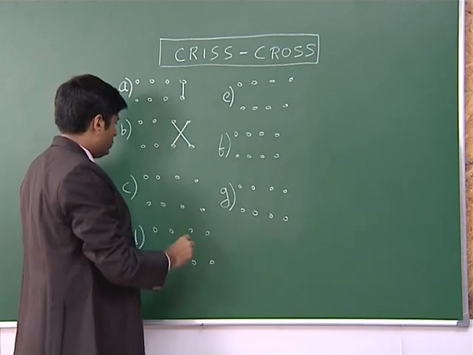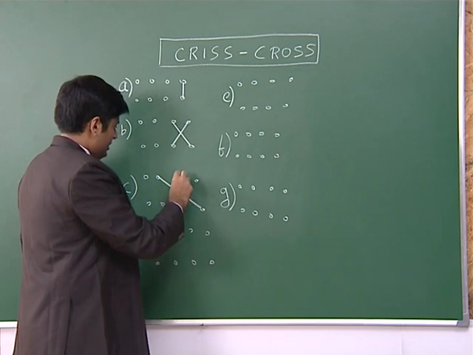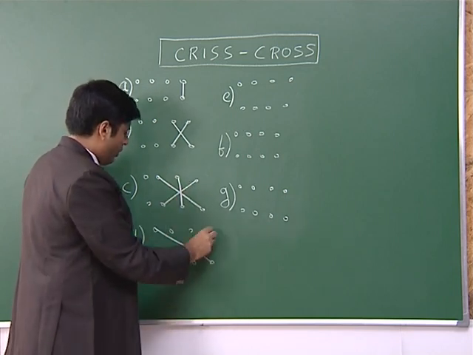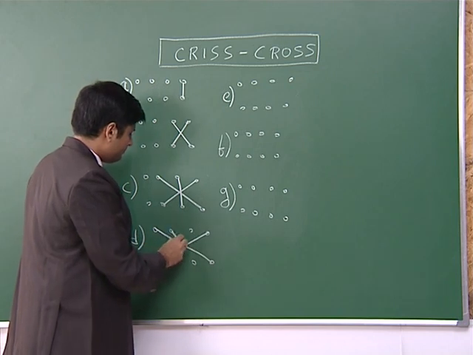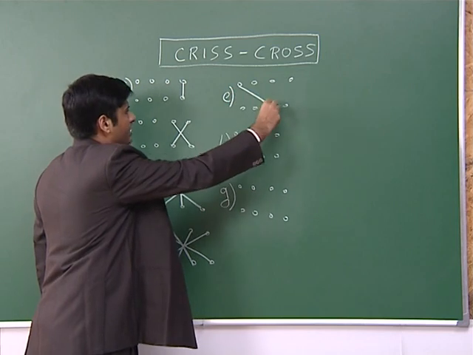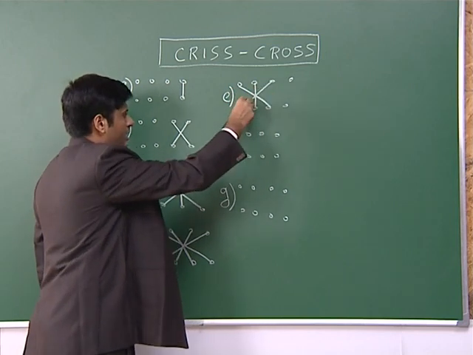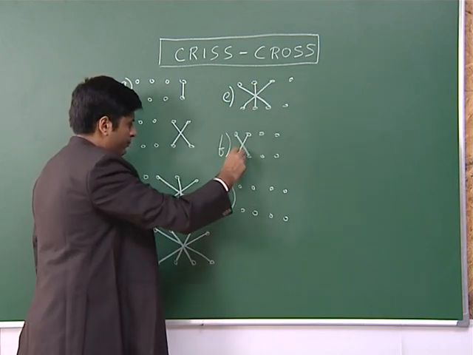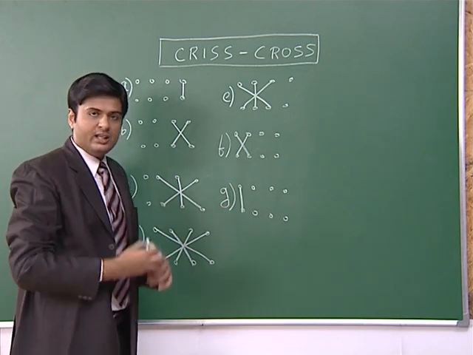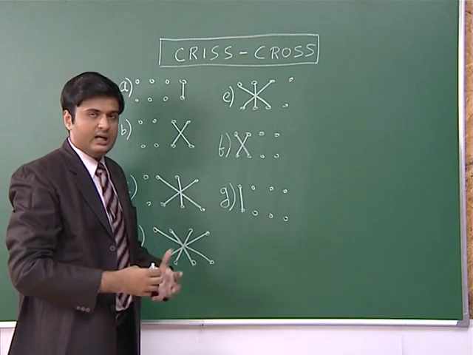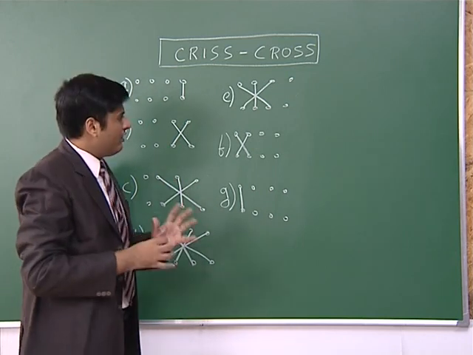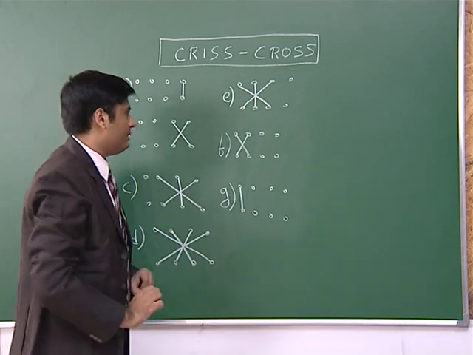step B has 2, step C has 3, step D we take all 4, again here we take 3, 2 and 1. After this example is over, I will teach you a technique by which you can learn how to join these dots in a particular pattern. First, let us have a look at an example.